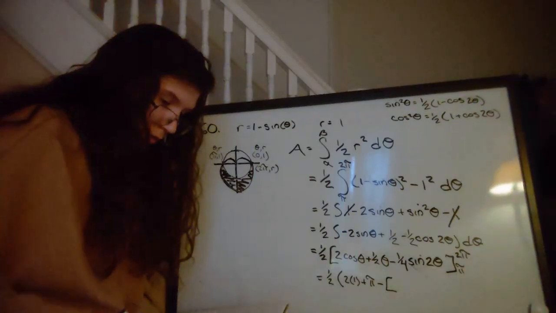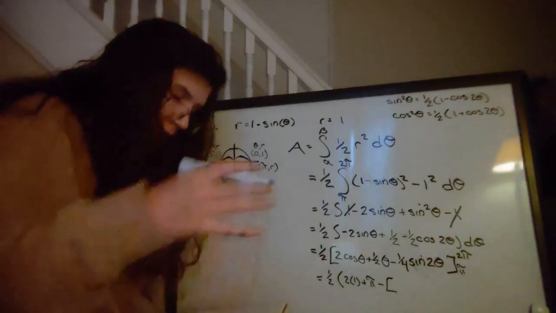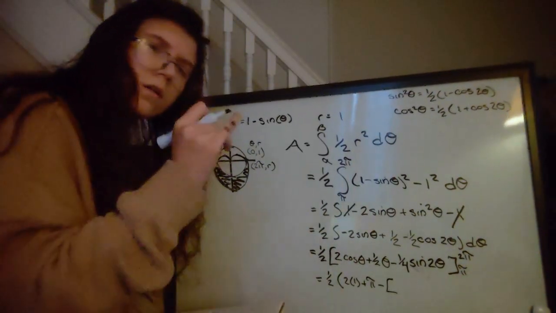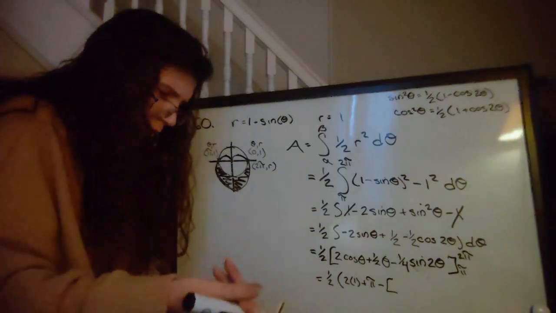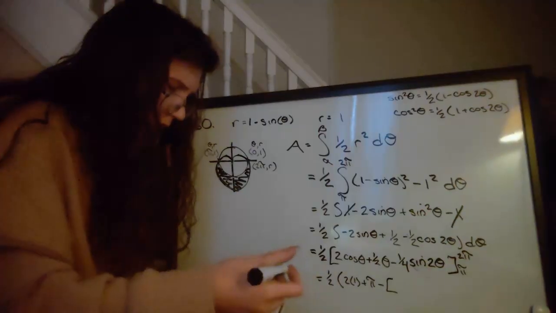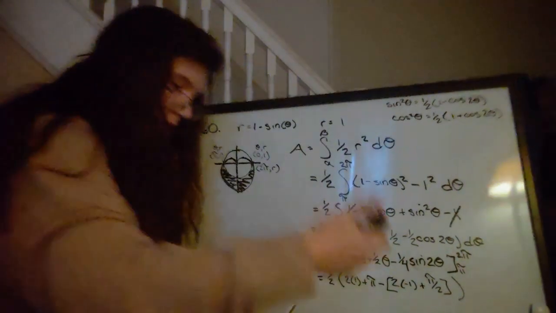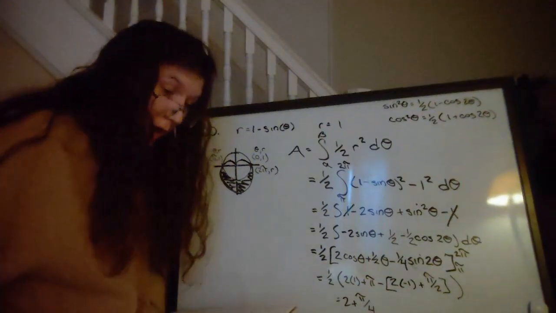And I think that might be where an error is. There's an error somewhere. I think it's a typo. I think she actually gets the right answer, but a step is mistyped, basically. And then this is going to be minus 2 times negative 1 plus pi over 2. And with algebra, you get 2 plus pi over 4, which I believe is what she has.